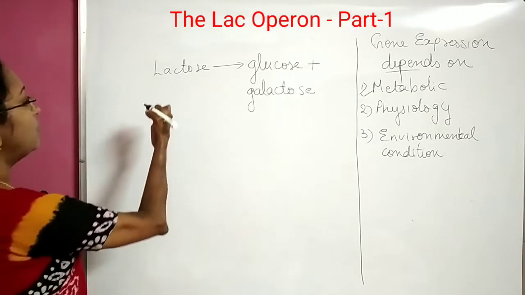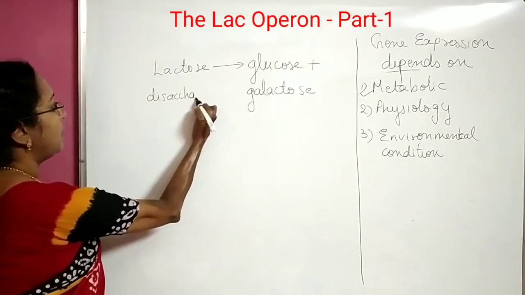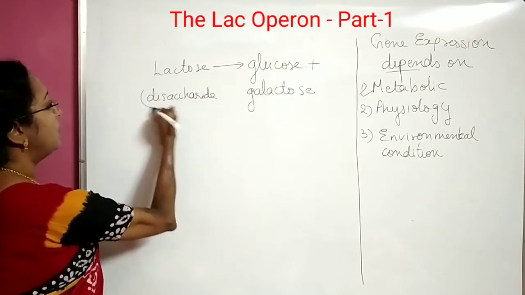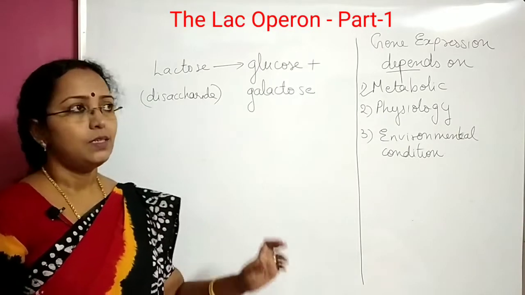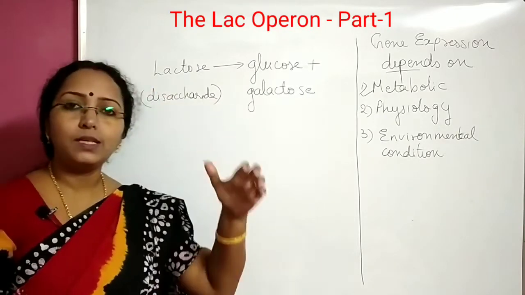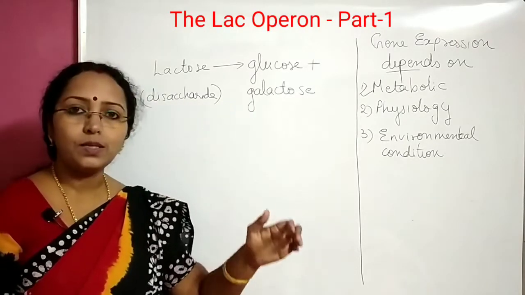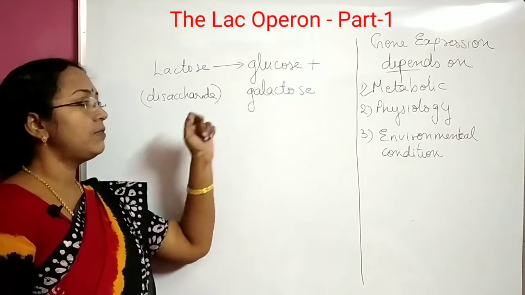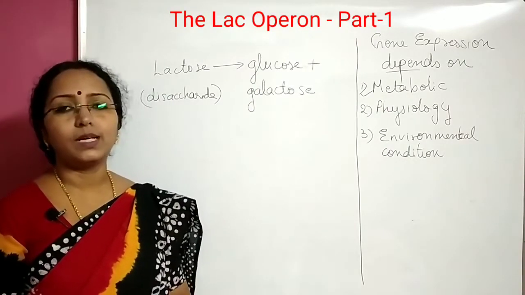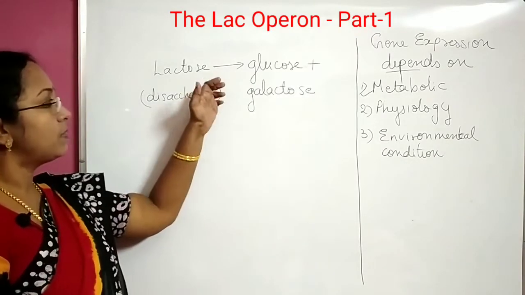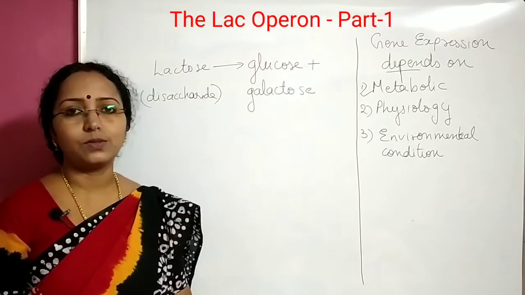You know, lactose is a disaccharide. That means it is a sugar made up of two monosaccharides. So if this lactose has to be digested, this disaccharide has to be broken down into its respective monomeric units or its respective monosaccharides. Those respective monosaccharides are, one is glucose, another one is galactose.